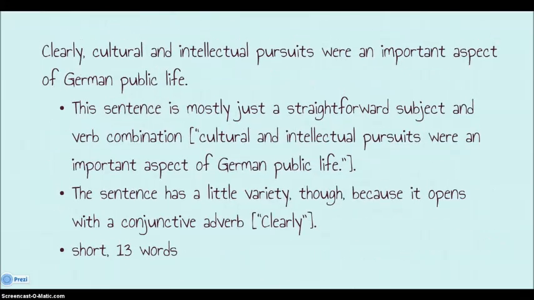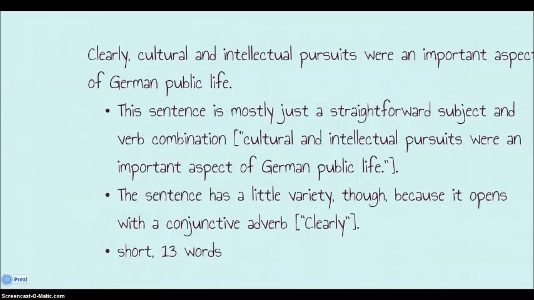Moving on, we have the last one. Clearly, cultural and intellectual pursuits were an important aspect of German public life. This is just straightforward subject and verb, but it's got a little bit of variety because we have that little clearly at the beginning. And again, this is a short sentence. It's only 13 words. So that paragraph has a lot of variety, both in structure and in length.